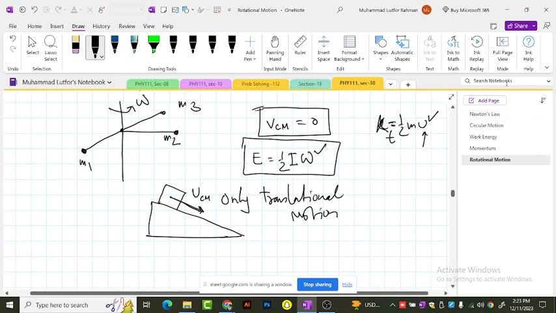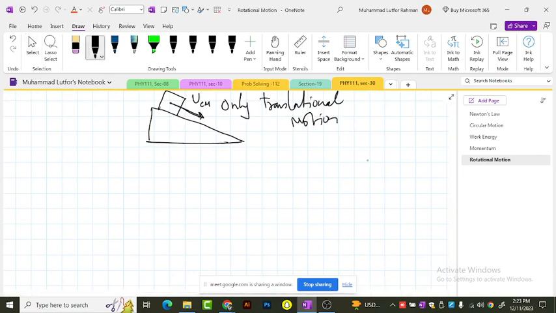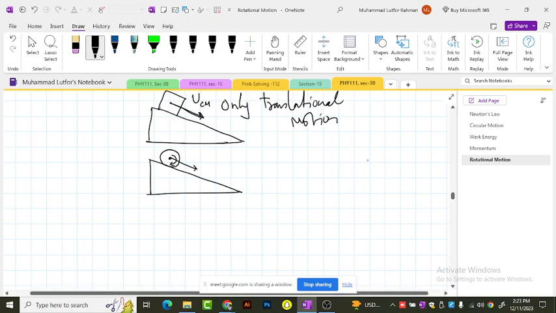But what if, instead of this block, I release a solid sphere or a ball? In that case it has a center of mass, but it will roll down, and as well as that, the center of mass will move in the downward direction, which means it has two types of motion. One is linear motion, which is the velocity of the center of mass, and another is angular motion, right? This is known as rolling motion. When the system has both types of motion, rotational as well as translational, that is called rolling motion.